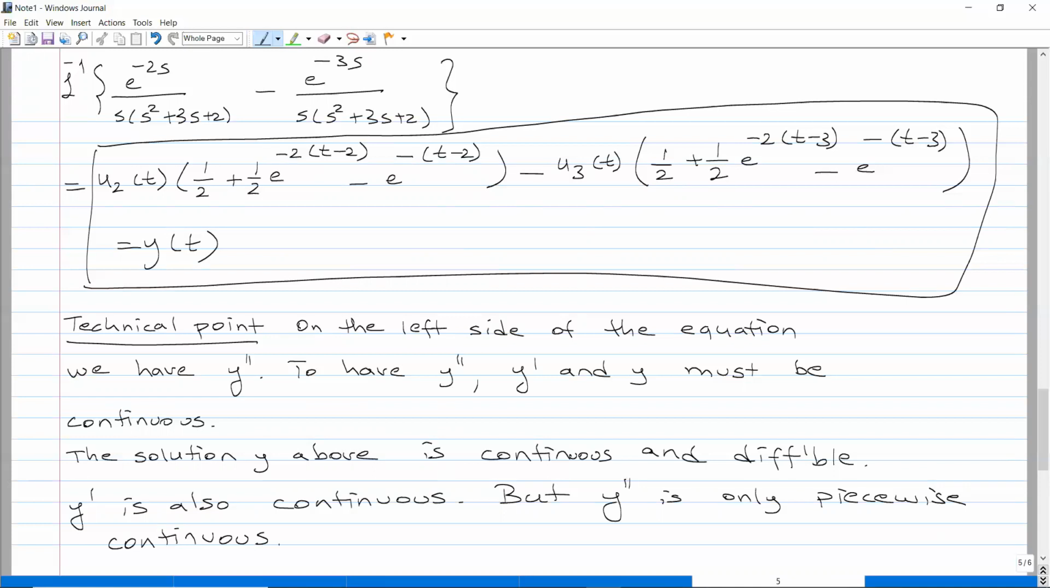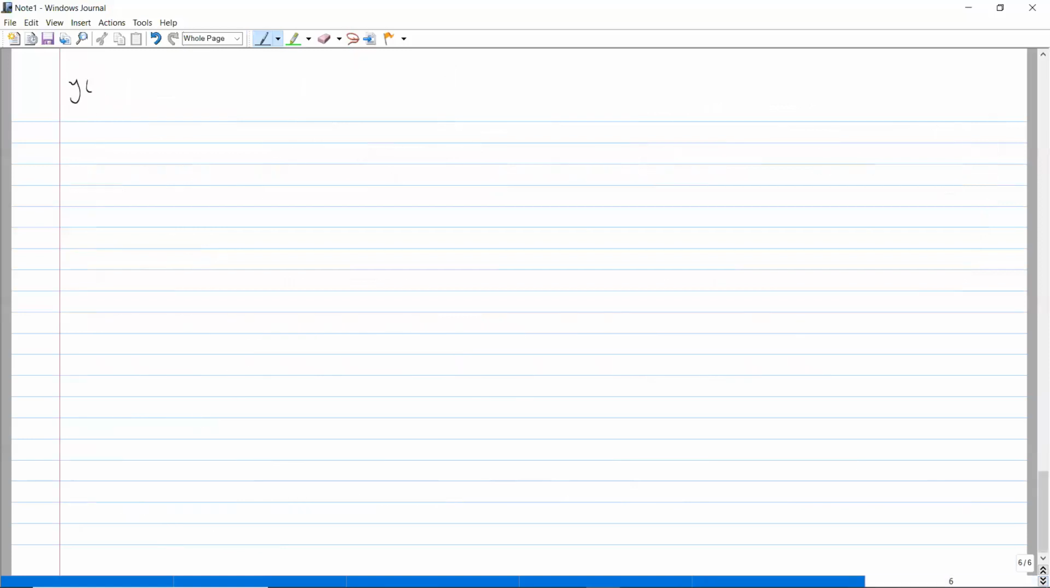Those of you who are interested can check this out with this function, how we write this solution using unit step functions. If you want, you can write it in the open form. Remember the definition of U2 and U3. So for this function, I'm going to use the notation h. The solution is U2 times h(t minus 2) minus U3 times h(t minus 3).